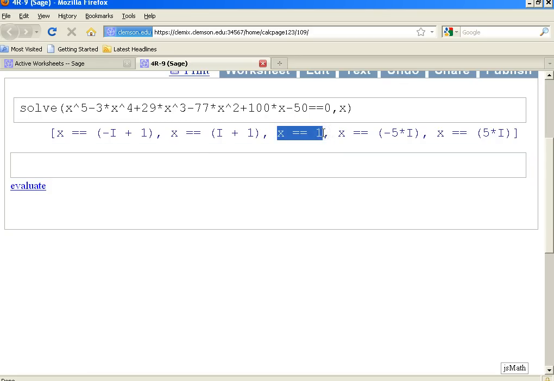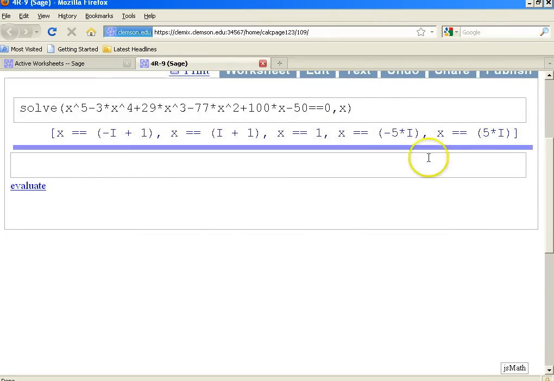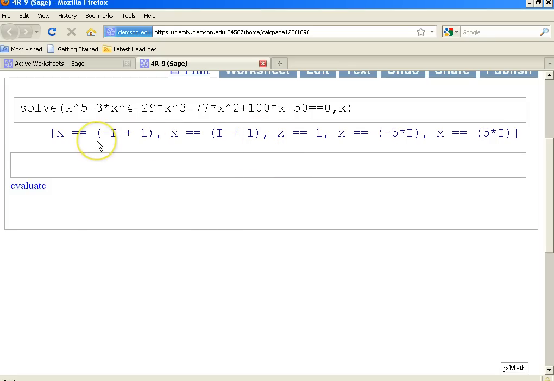Okay. All right, so the real root was 1, remember, from Ziggy? And there was also a negative 5i and a positive 5i. There they are. There was also a 1 plus i and a 1 minus i. There you go. Perfect. Okay.